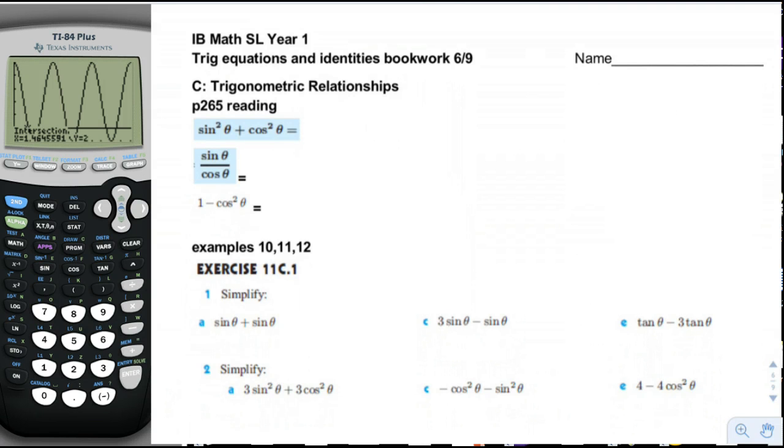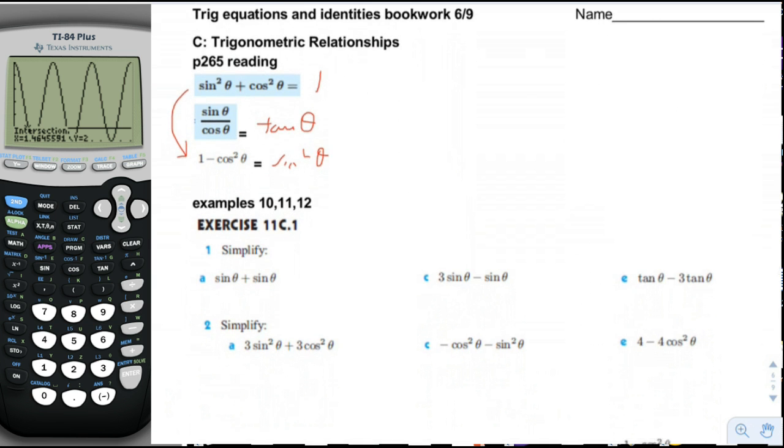Trigonometric relationships, page 265. You should remember this from a couple units ago. Sine squared plus cosine squared is equal to 1. Sine divided by cosine is tangent of theta. 1 minus cosine squared is just an extension of this. If you subtract cosine squared from both sides, you get sine squared equals 1 minus cosine squared.